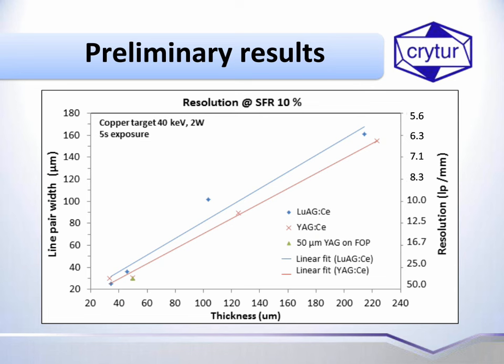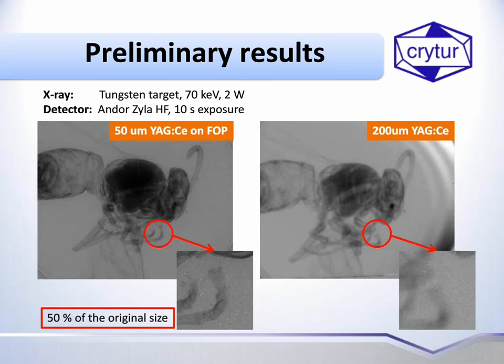Let's see some sample pictures, what we actually got. This is an image made by X-ray radiation of 70 keV with a tungsten target with 2-watt power on the target and by Zyla. So this is a comparison between the resolution of two different thicknesses of scintillators. On the left side, we can see 50 micron YAG on FOP, and it's clearly visible. It's not blurred, actually. You can see 50% of the original image. But on the other hand, if you switch to a thicker scintillator, you get a worse resolution.